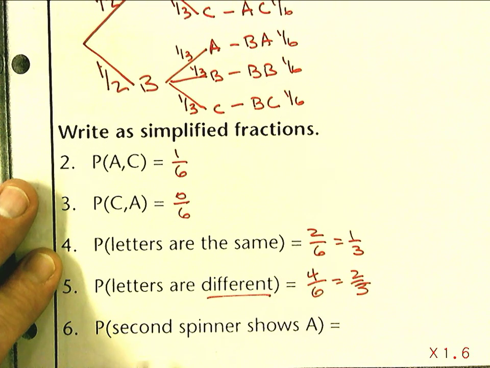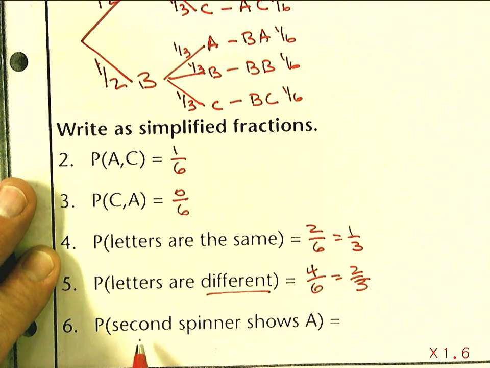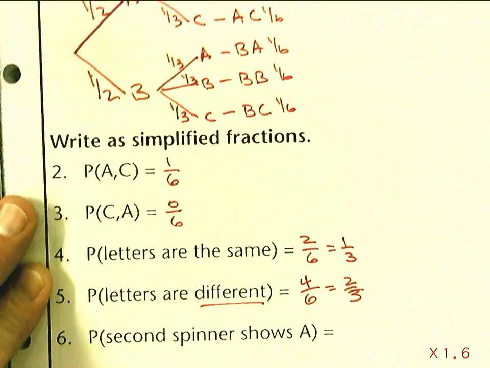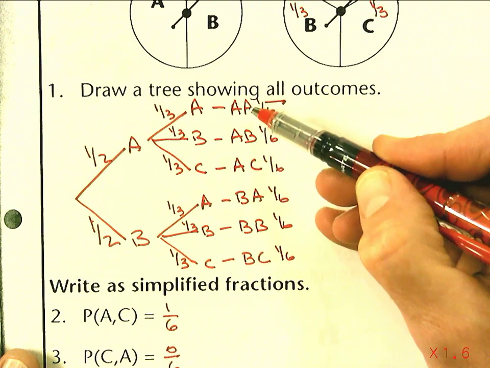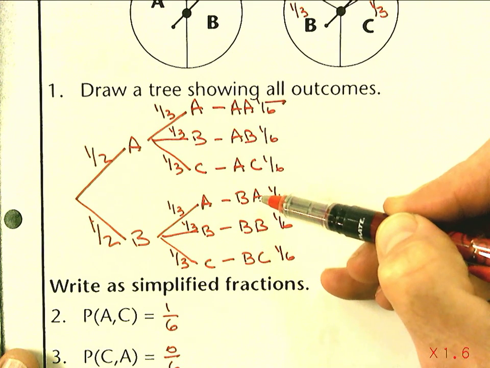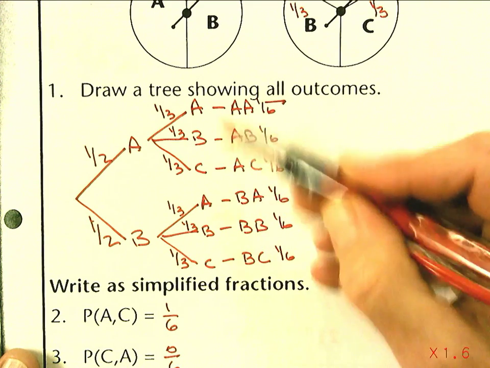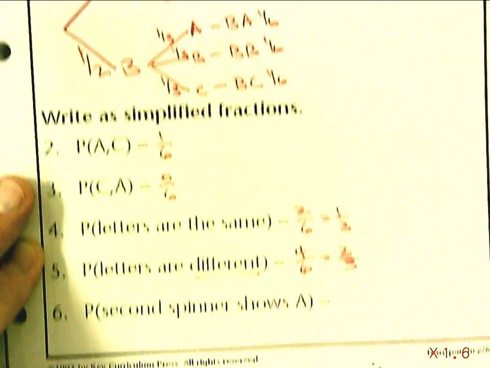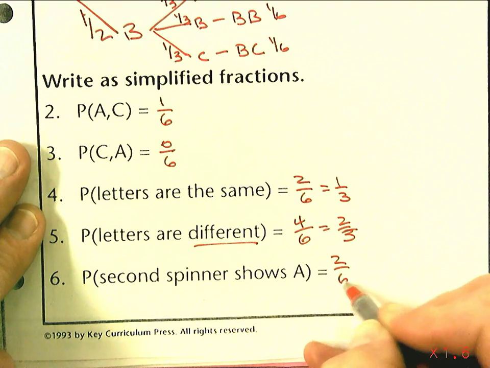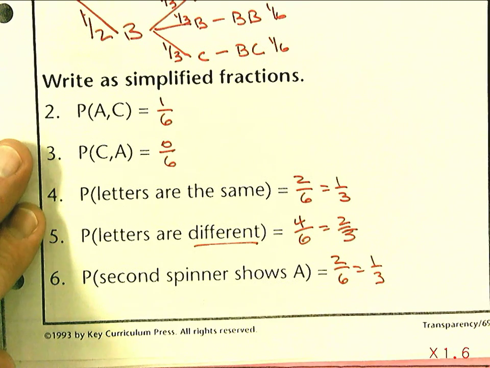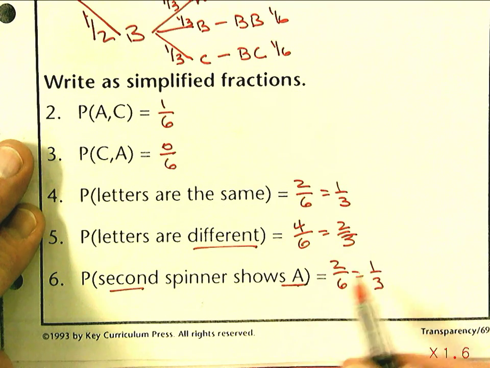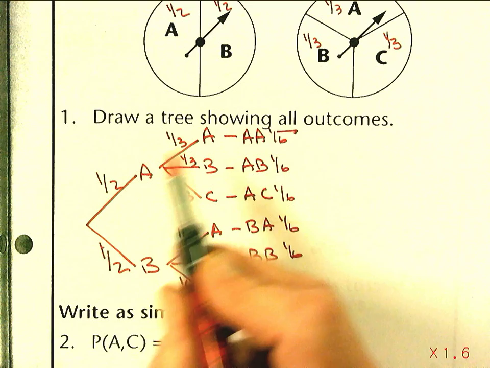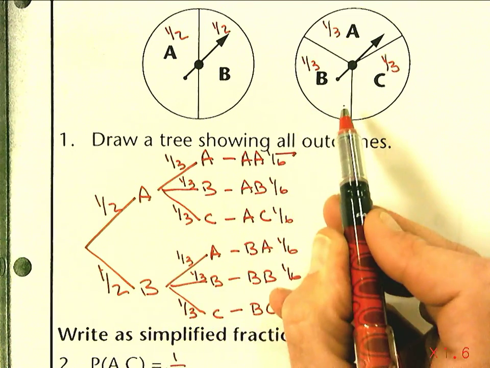And then this one, again, just looking at the specific situation, the probability that the second spinner shows an A. So if you look at our outcomes, so here's the second spinner showing an A, and here's the second spinner showing an A. So there's 2 ways out of the 6, or 1/3 of the outcomes where the second spinner shows the letter A. So here again, using fractions, simplifying the fractions, starting with a tree diagram to show all the possible outcomes when we have multiple events that take place in probability.